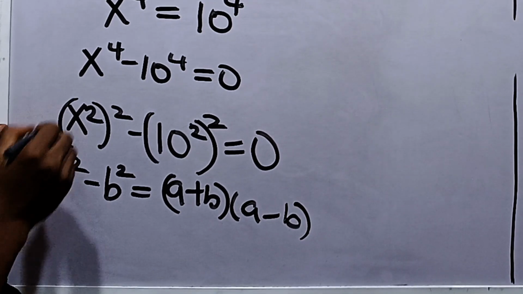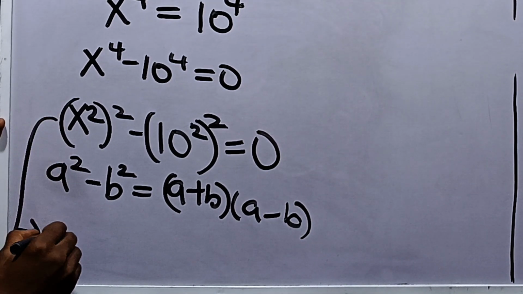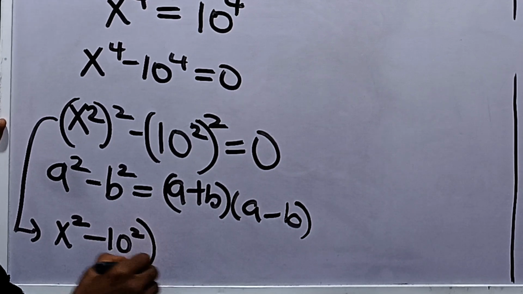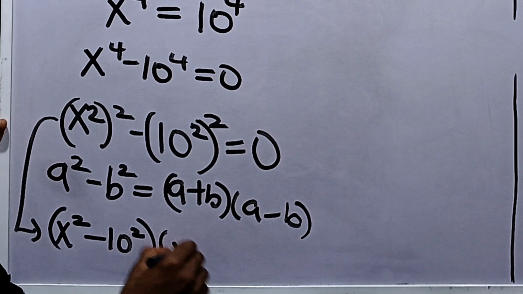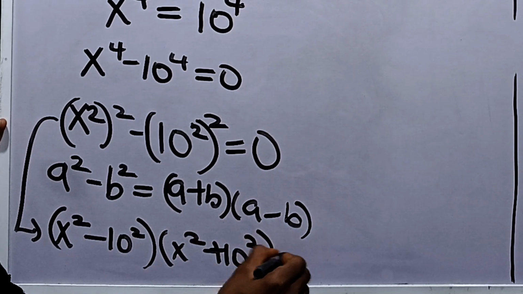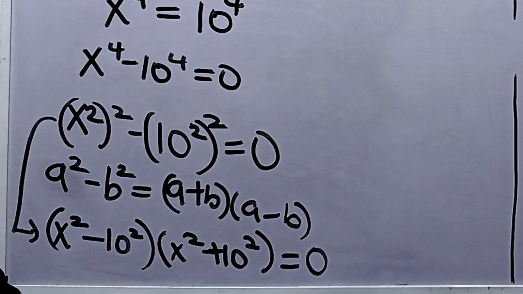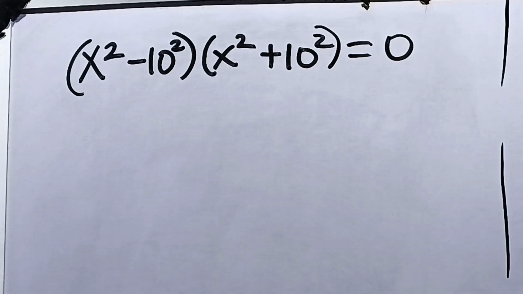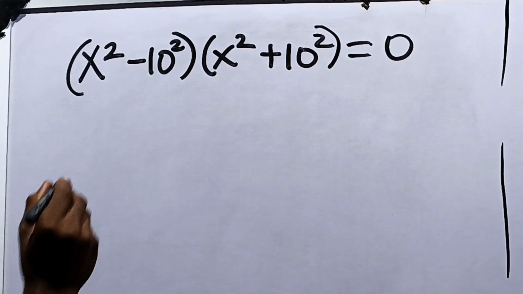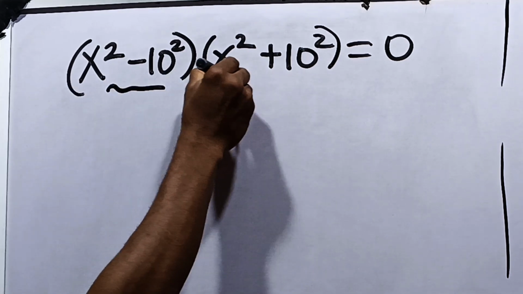So we're going to have that this becomes x squared minus 10 squared multiplied by x squared plus 10 squared, and this is equal to 0. Okay, so moving on from here, you can see that the product of two things are equal to 0. When the product of two things are equal to 0, it's either the first one is equal to 0 or the second one is equal to 0.